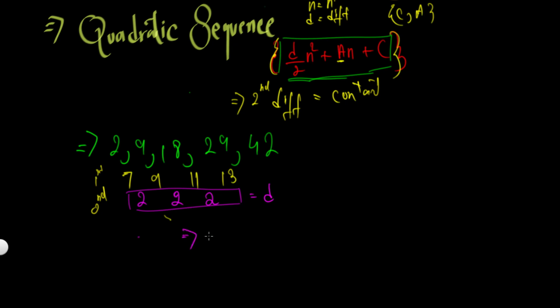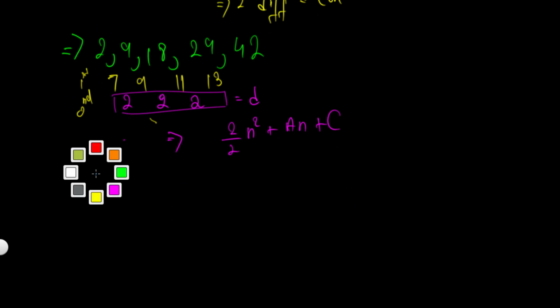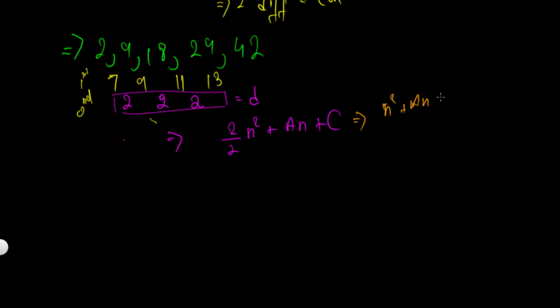So if I write down the expression, this would be 2/2 n squared plus an plus c. This is our expression for the nth term of the quadratic sequence. From this point, it will involve algebra, but it is very straightforward. All you have to do is set up two simultaneous equations. If I simplify this, since 2 divided by 2 is 1, I get n squared plus an plus c, which is equal to the nth term formula.